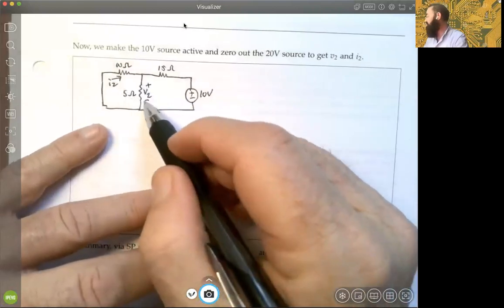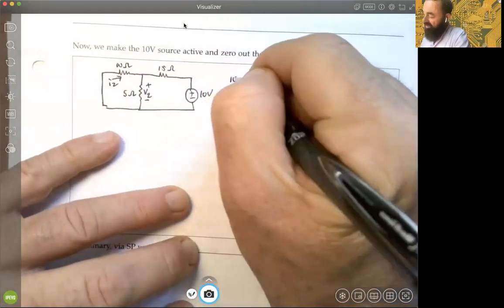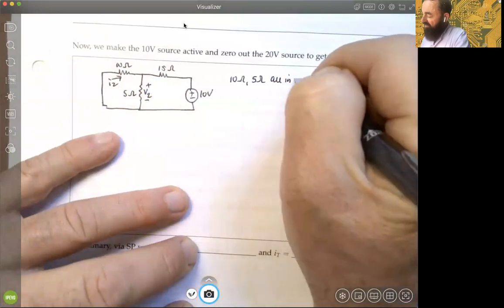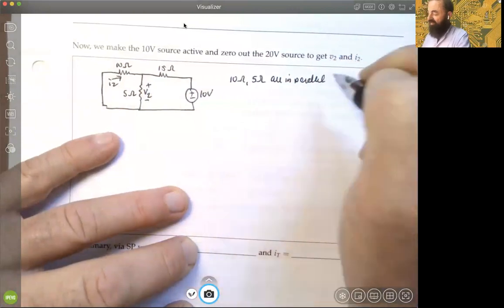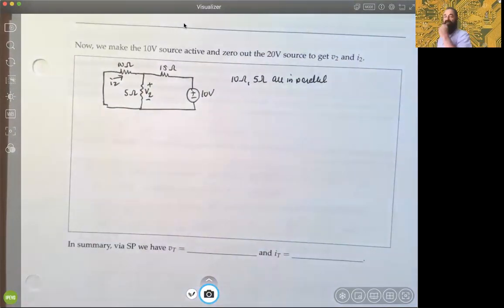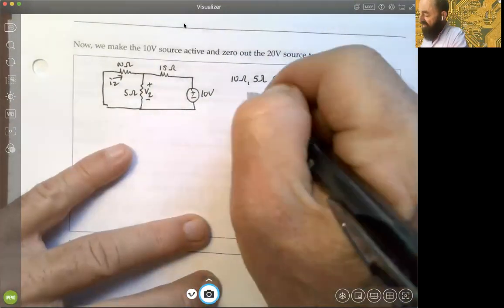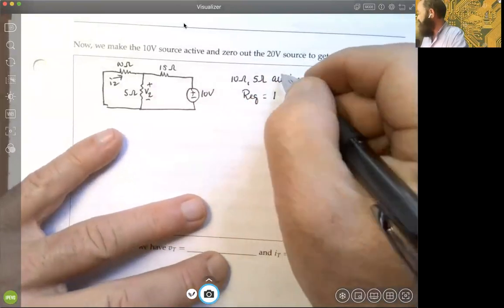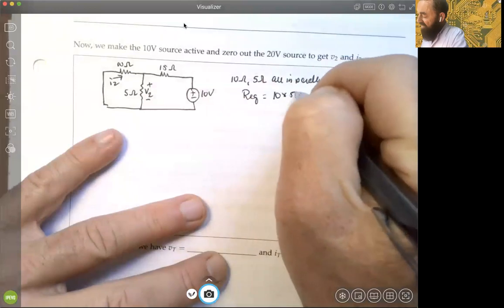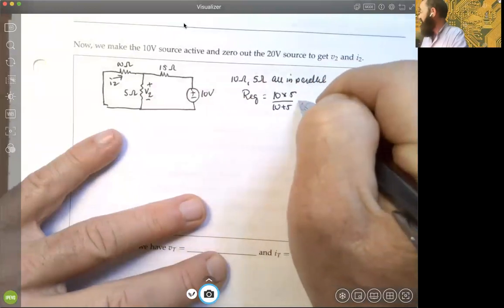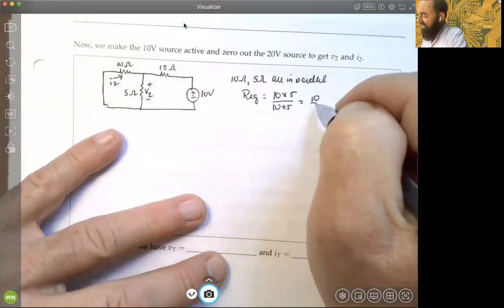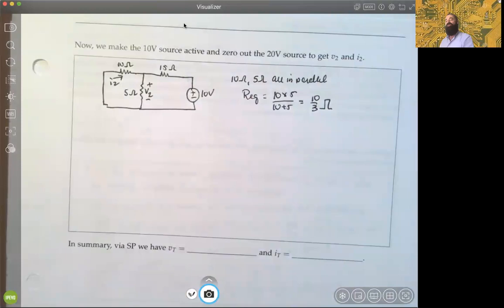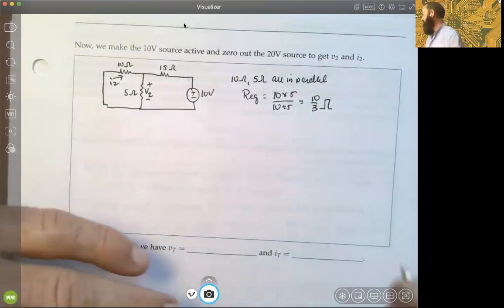Notice the relationship. We still have some parallelism here. This time the 10 ohm and the 5 ohm resistance are in parallel. It was the other way around for the 15 and the 5 before. So this time the equivalent is going to be what? 10 times 5 over the sum, 10 plus 5, and that will be 10 thirds ohms. I'm going to leave it as 10 thirds ohms because we'll have to do some multiplying later, right? So 3 1/3, okay?